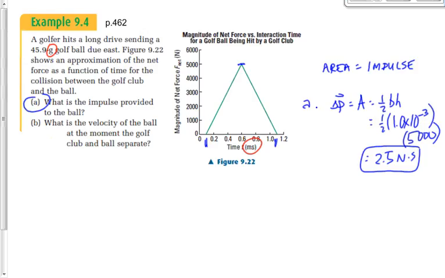Question B says, what's the velocity of the ball at the moment the golf club and ball separate? Well, before we answer that question, I want to ask you something. At what point do the ball and club separate? I'm going to trace this through, and I want you to yell, now, when I reach the point where the ball and club separate. Don't be afraid to yell it. When the ball and club separate, yell at me.